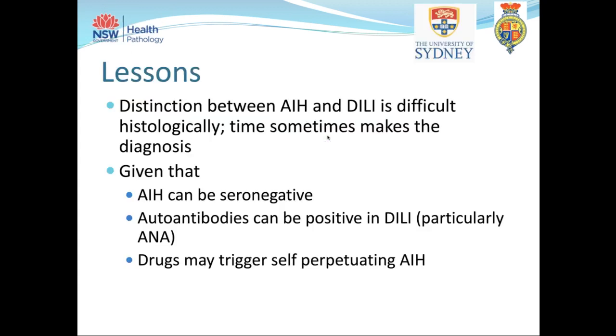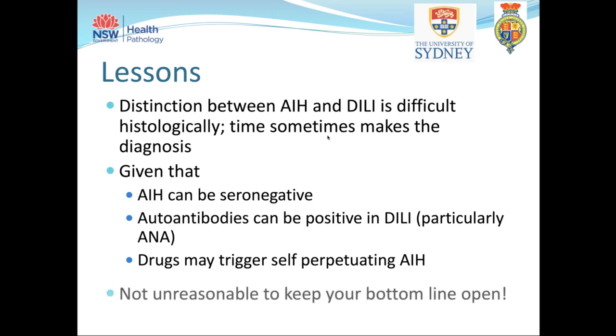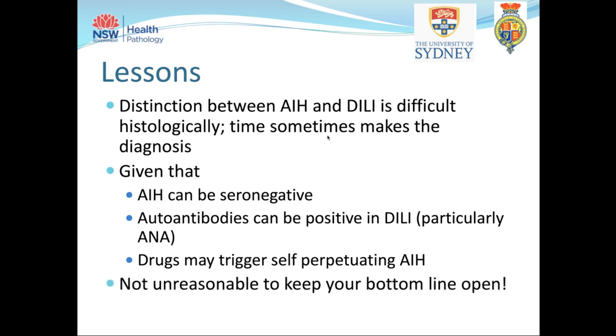So I think what I've learned over the years is the distinction between autoimmune hepatitis and drug-induced liver injury is difficult histologically, and sometimes it's only time and clinical course that makes the diagnosis. But given that autoimmune hepatitis can be seronegative, that autoantibodies can be positive in drug-induced liver injury, particularly ANA, and some drugs such as nitrofurantoin can trigger self-perpetuating autoimmune hepatitis, it's certainly not unreasonable to keep your bottom line open.